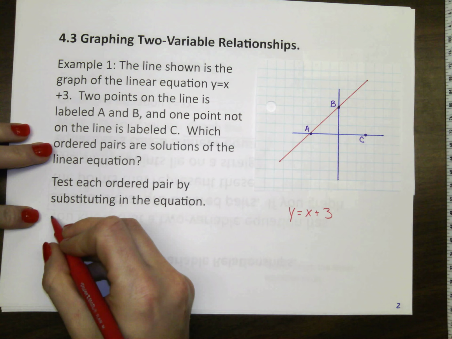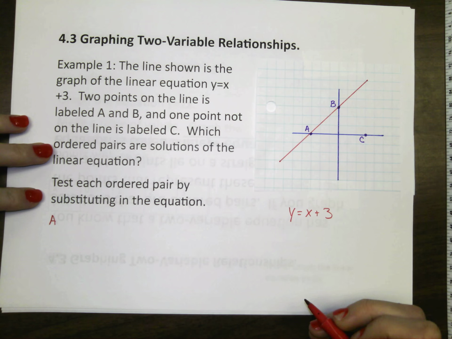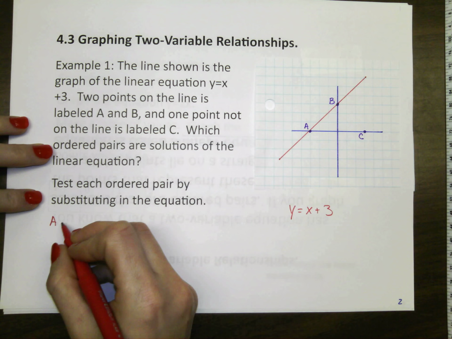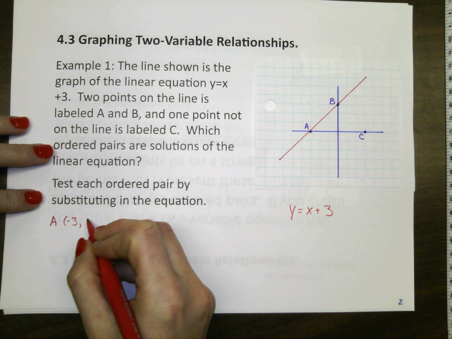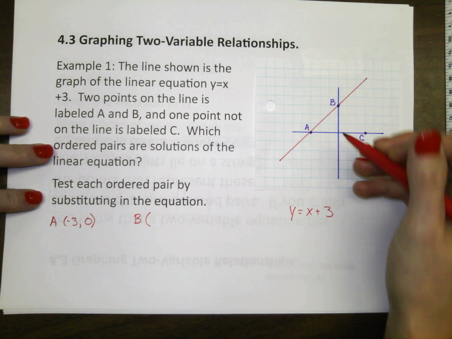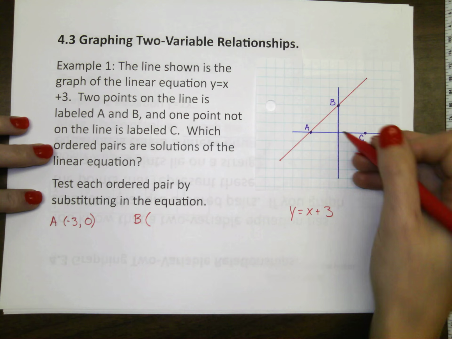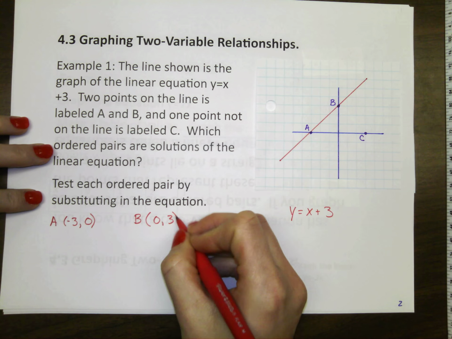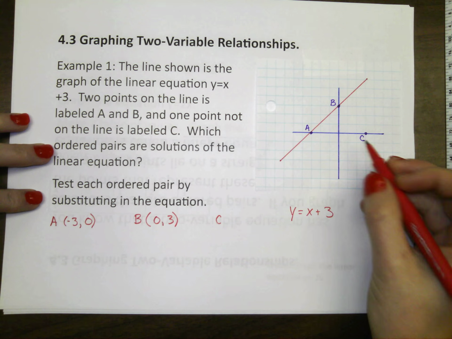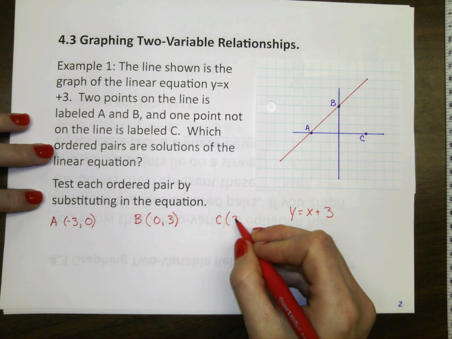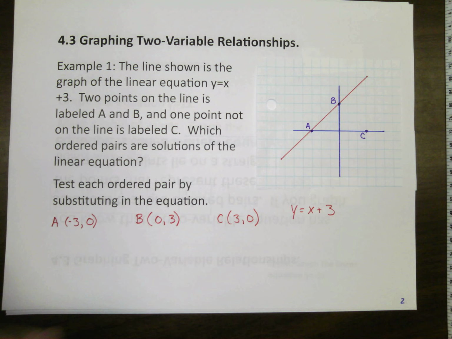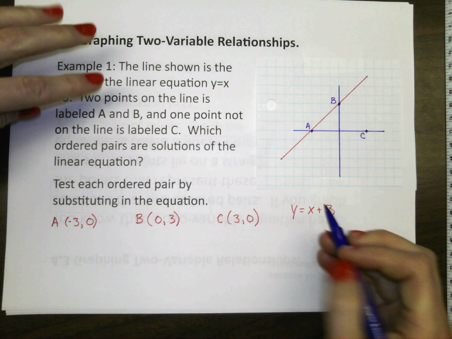So first let's find the points for each of these. A is at -3, 0. B is at 0, 3. And C is at 3, 0. So now we're going to plug these values into this equation here and see if it's true.